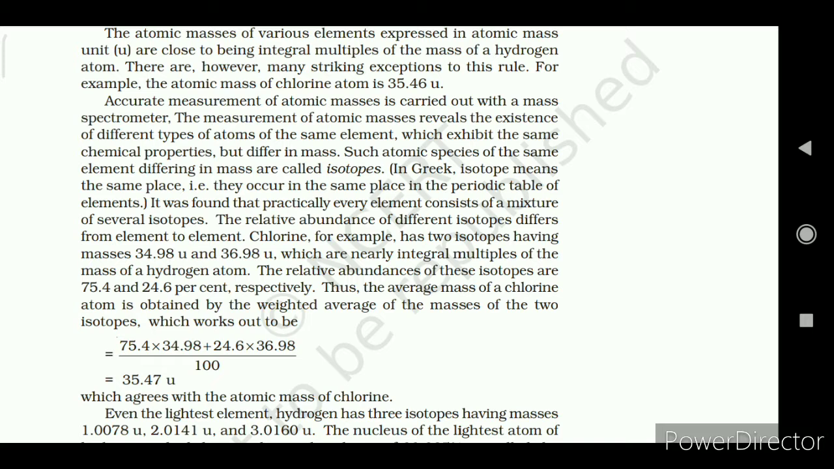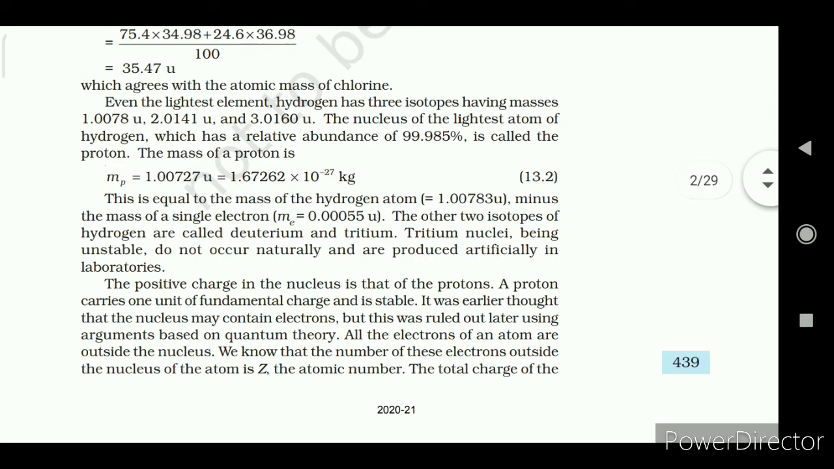The two isotopes of hydrogen are deuterium and tritium. The positive charge in the nucleus is that of the protons. A proton carries one unit of fundamental charge and is stable. It was earlier thought that the nucleus may contain electrons, but this was ruled out later using arguments based on quantum theory. All the electrons of an atom are outside the nucleus.